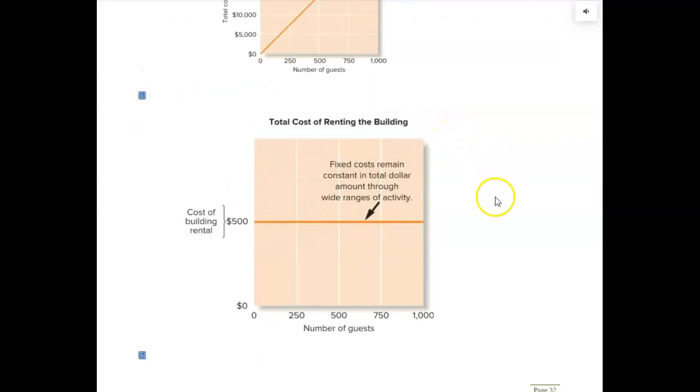Now, what's an example of a fixed cost? They sort of throw this chart in here, right here, the cost of the building rental. We haven't really talked about fixed cost yet. But in their example here, if they rent a building for $500, it doesn't matter how many guests they have, they still pay the rent of $500. So whether it's no guests, 250 guests, 500, 750, 1,000, this is a fixed cost. It stays at $500. So this is not a variable cost because the total stays the same no matter what activity level you are at.